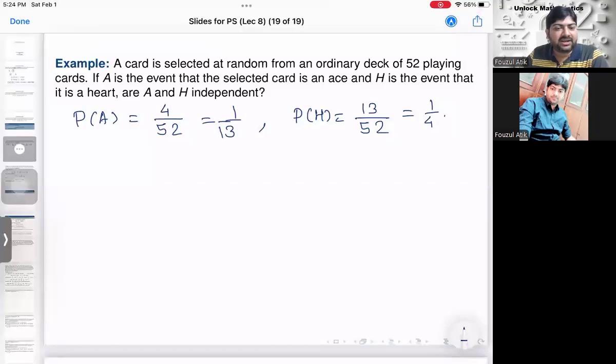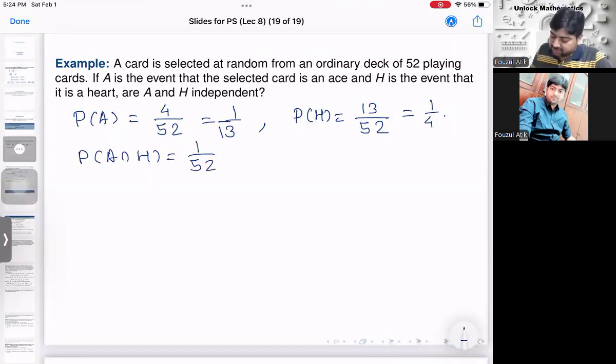Now what is the event A intersection H? That means the event that you get an ace which is a heart. How many such cards are there? You have only one ace of hearts. So the probability of A intersection H is equal to 1 by 52.